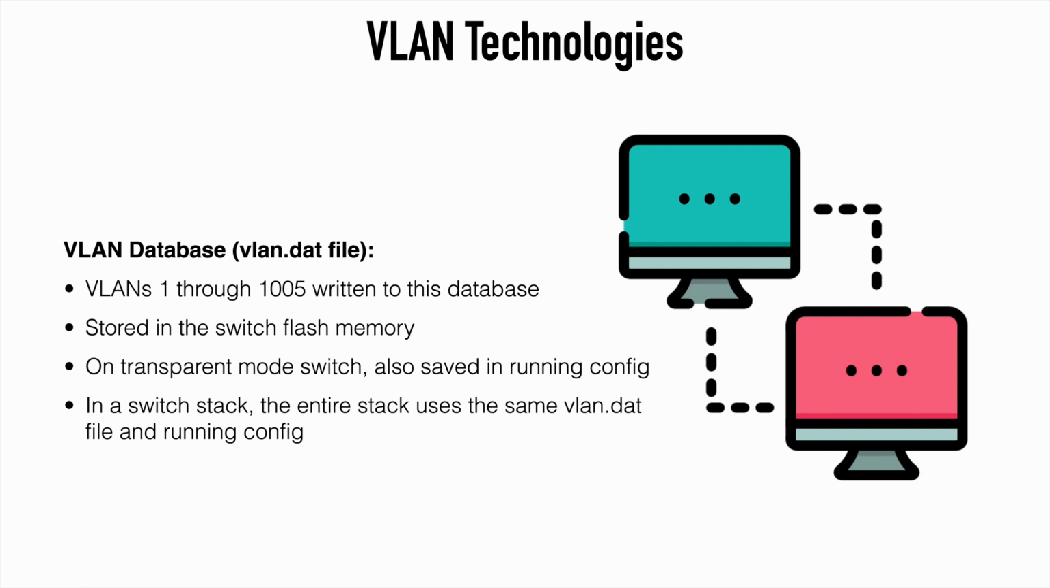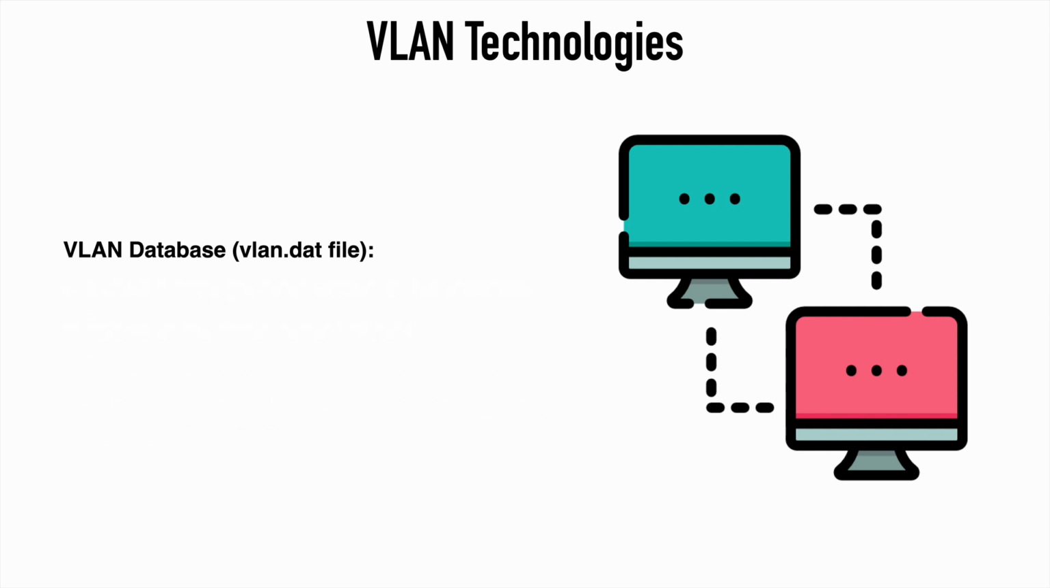We can see this file in the flash memory by looking in that directory. We could simply use the command dir flash:, and we would see the vlan.dat file contained there. If we say delete flash:vlan.dat, that's a quick way that we can erase the VLAN configuration for an entire switch. So once we do that, and once we reload the switch, the VLAN database would be rebuilt back to its original default state.